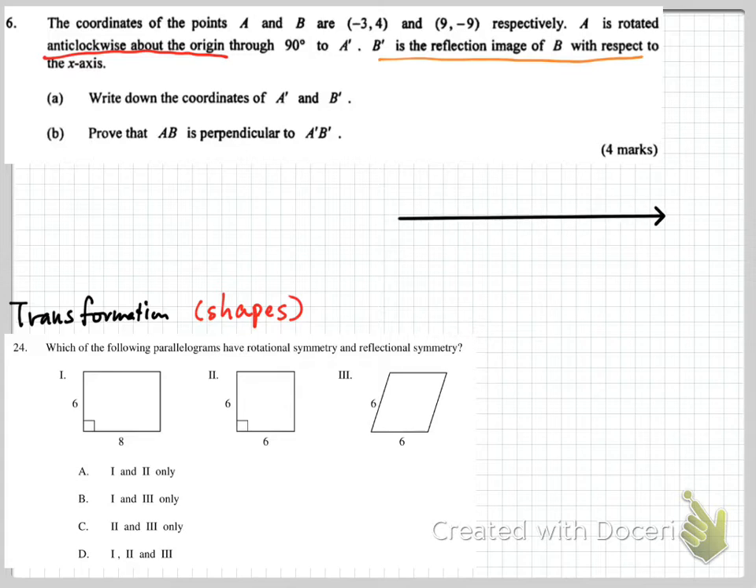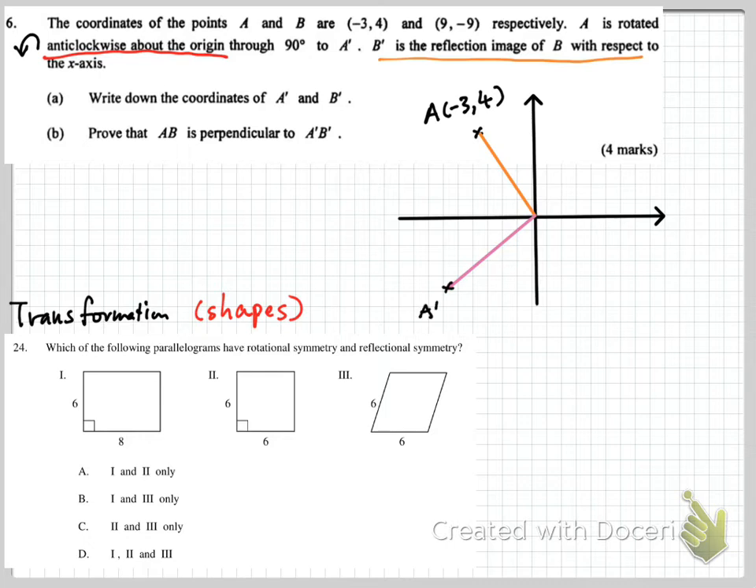So once again, let me draw the A and B points at the correct positions. A is minus 3 and 4. Minus 3 and 4 is a second quadrant point. The x-coordinate is negative, the y-coordinate is positive. This is point A. Point A is rotated counterclockwise 90 degrees. Counterclockwise, once again, is this direction, 90 degrees to another point here. So this is point A prime.